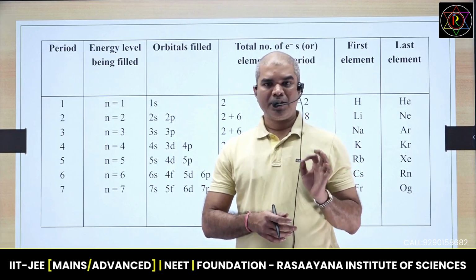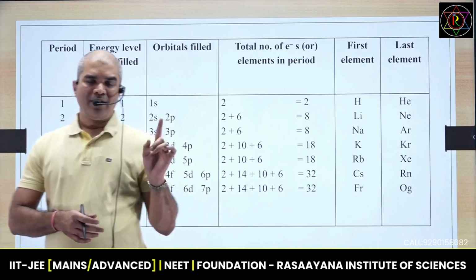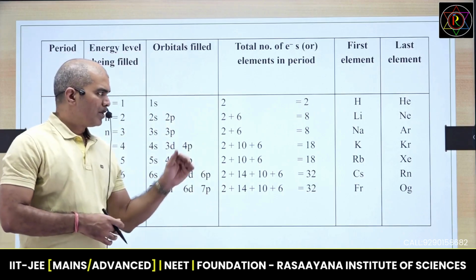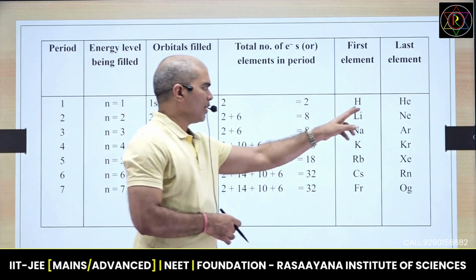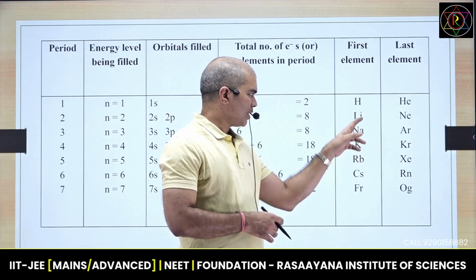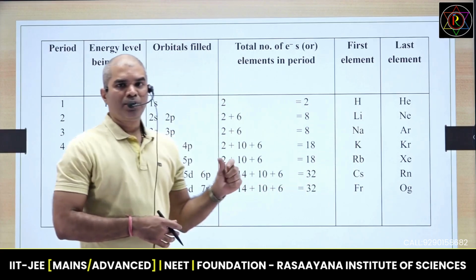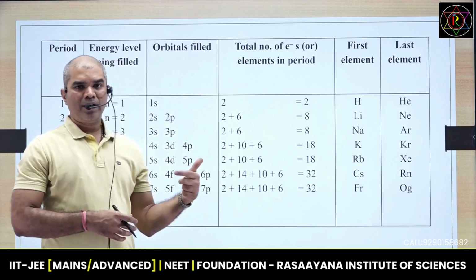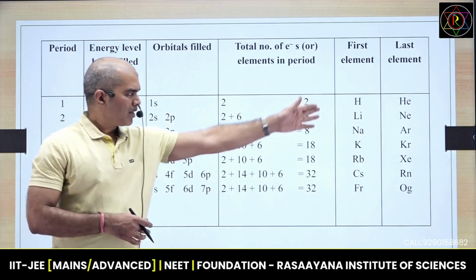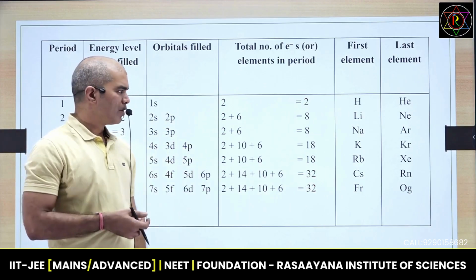2, 8, 8, 18, 18, 32 and 32. That is the number. In the beginning, while giving you the table also, how to get the number. Suppose I take hydrogen to lithium, the difference will be 2. From lithium to sodium, the difference will be 8. From sodium to potassium, the difference will be 8. So if you just go on taking these numbers 2, 8, 8, 18, 18, 32, you can get the atomic numbers of the first group.